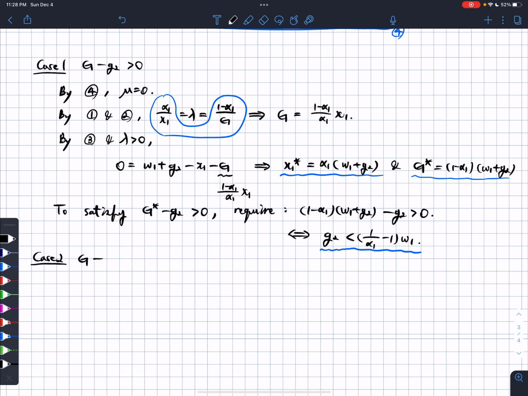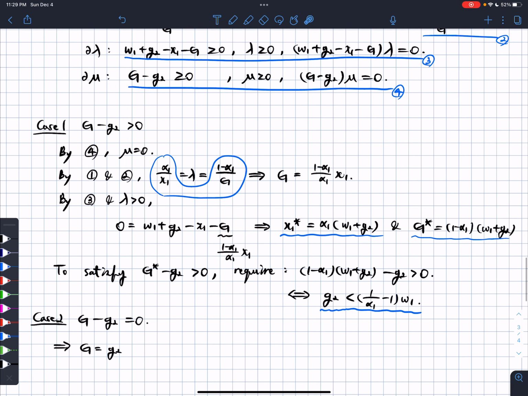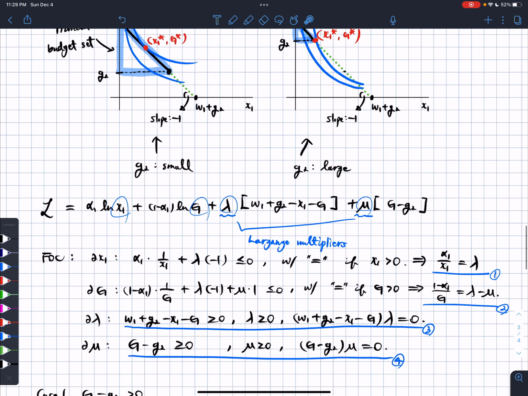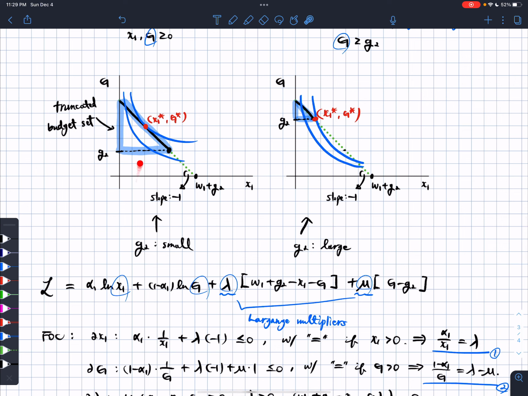So when big G minus G2 is equal to 0, in other words, big G is just equal to G2. And when would that be the case? Whenever this G2 is larger than this threshold. Remember that, here we are requiring G2 to be small enough so that it does not exceed this threshold, right? That is the same intuition we got from this picture, right? So we saw that this would be true.